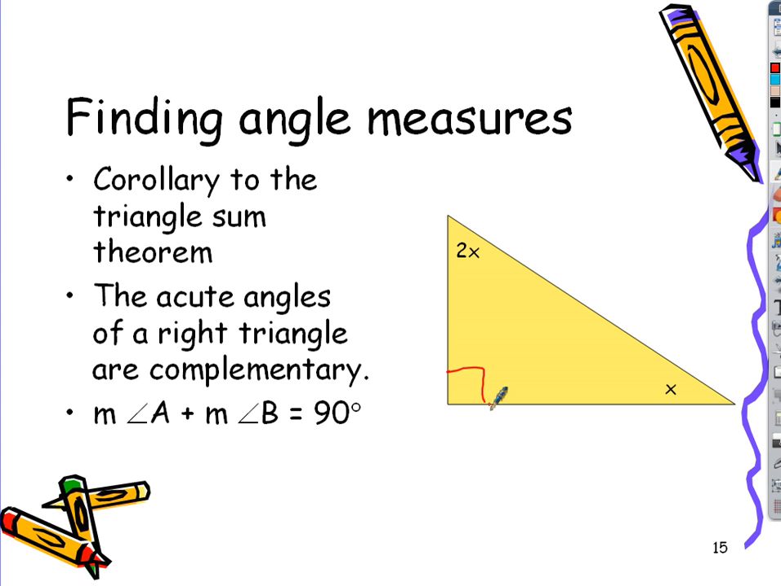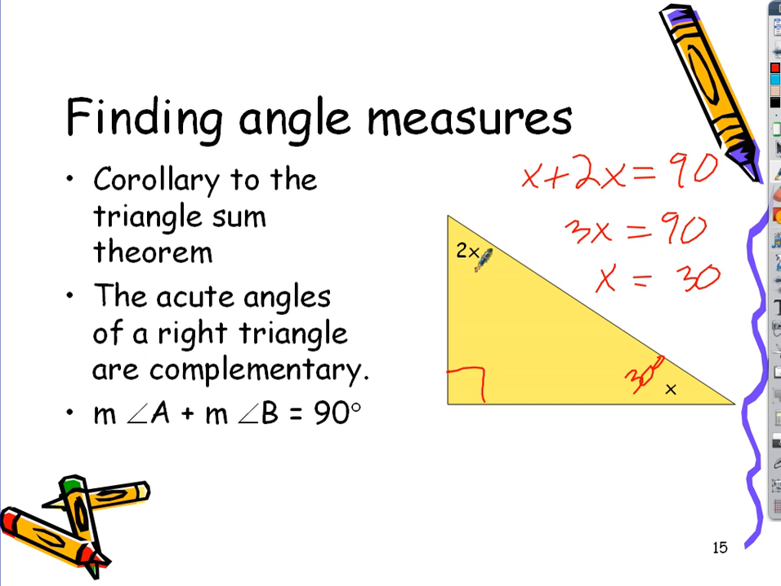So we could easily solve this by just setting x plus 2x equals 90. So x plus 2x equals 90, 3x equals 90, so what's x? 30. So then that means this is 30 degrees and that's 60 degrees, so it's a 30, 60, 90 triangle. Right.